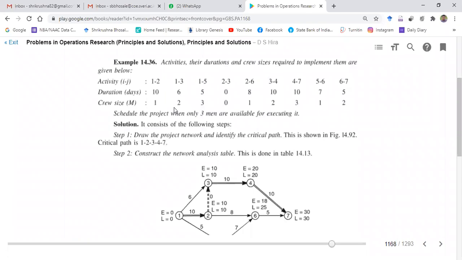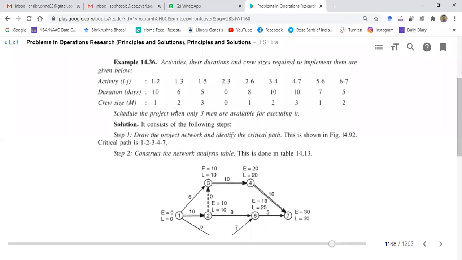So we'll take one more example, where the activities, their duration, and the crew size required to implement the activities are given below. I hope the shared screen is visible to everybody. So for activity 1 to 2, the duration required is given below it, and below that one more number is there, that is the crew size.